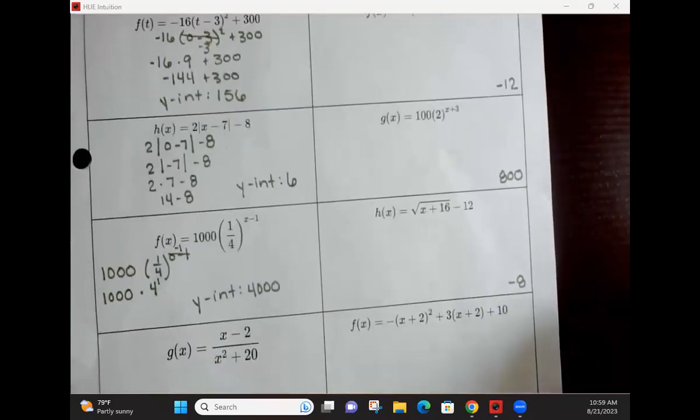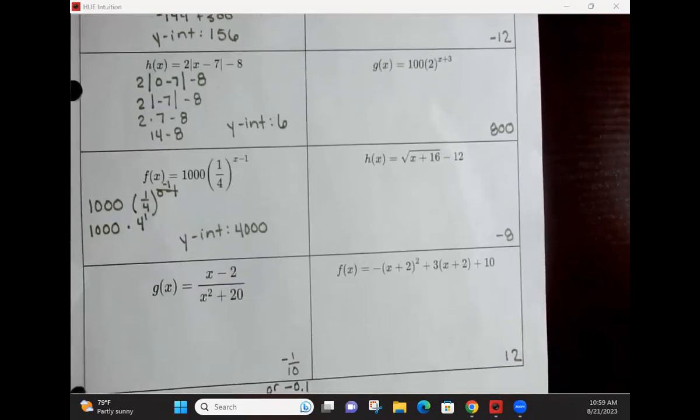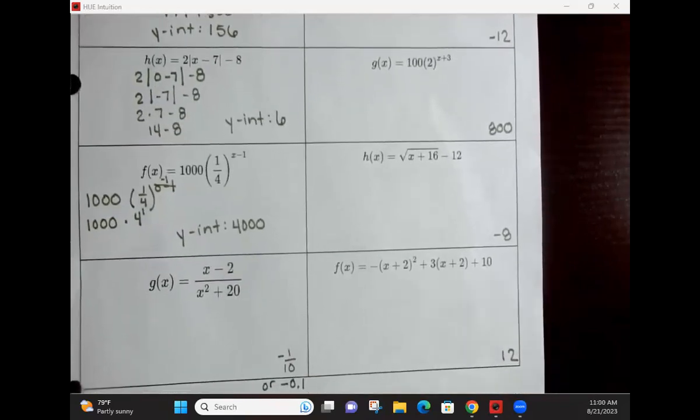Any of these you would like to see worked out? You want me to go through it? Let's scoop this up. See if we can get all of that in one screen. There we go. Any of these you would like me to work through? You feel okay about these?